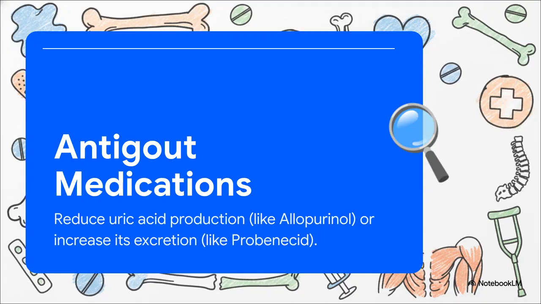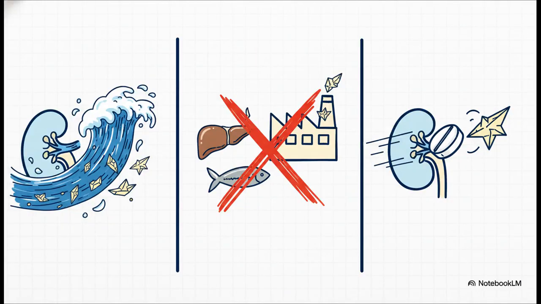You can think about this as a simple supply and demand issue. We've got two main strategies. We can either turn down the production at the uric acid factory with a drug like allopurinol, or we can open up the exit doors wider with a drug like probenecid, which tells the kidneys to just get rid of more of it. Either way, the end goal is the same: lower the amount of uric acid floating around in the blood.